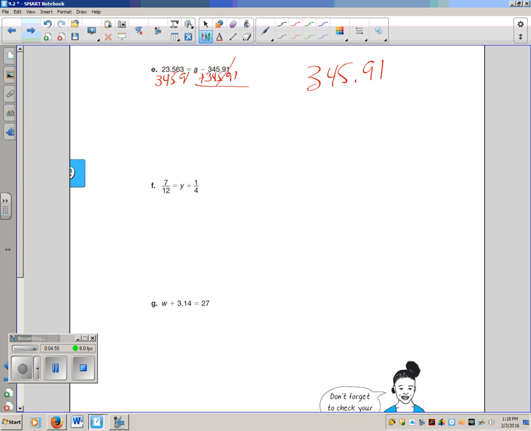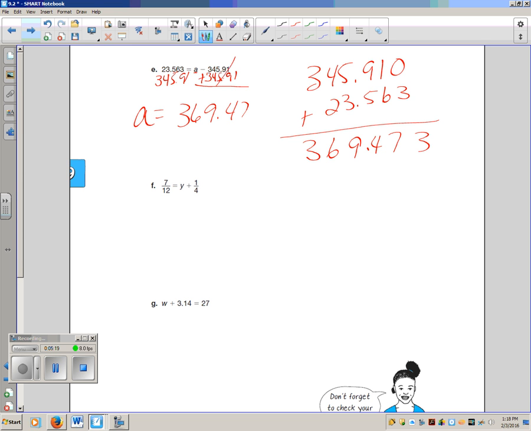345.91. I'm adding 23 and 563 thousandths. I'm going to put a 0 there. Add them up. 3, 7, 14, 9, 6, 3. Bring your decimal straight down. a equals 369 and 473 thousandths.